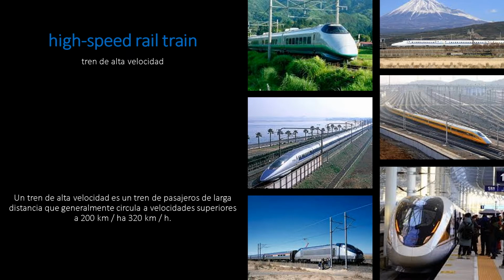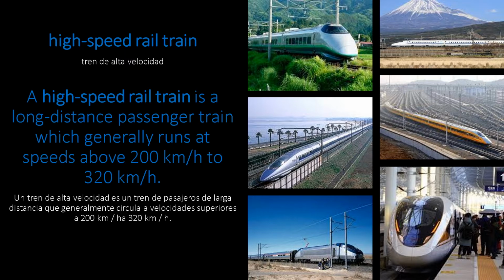High-speed rail train. A high-speed rail train is a long-distance passenger train which generally runs at speeds above 200 kilometers per hour to 320 kilometers per hour.